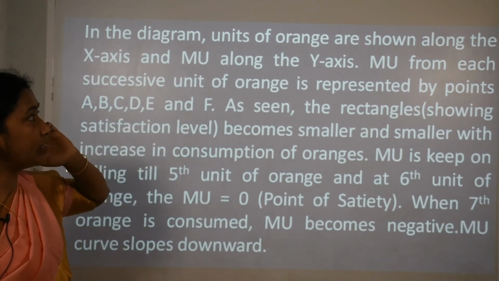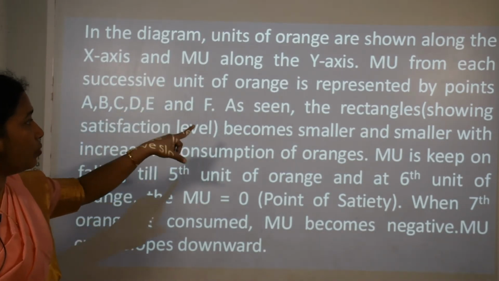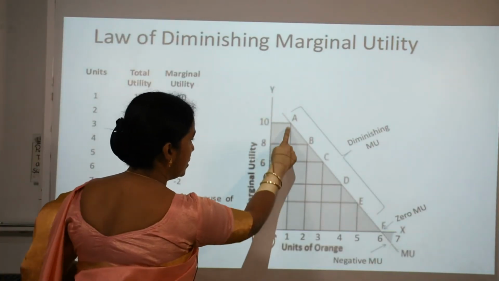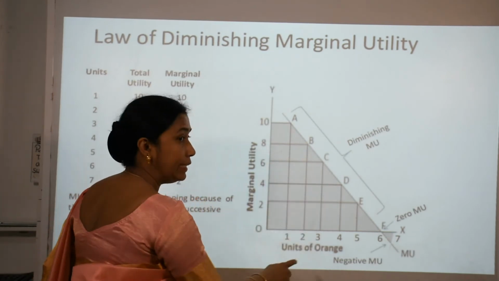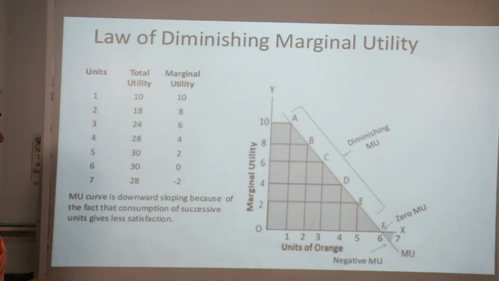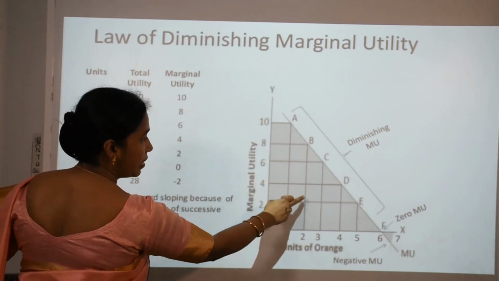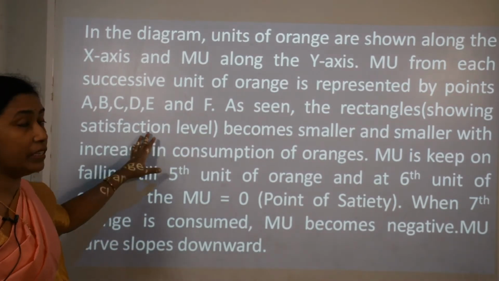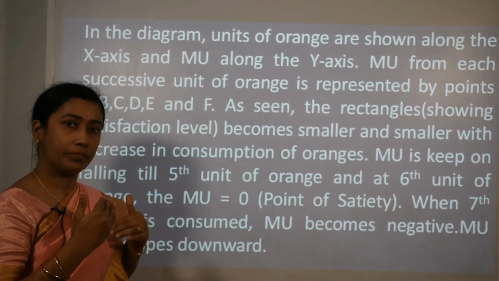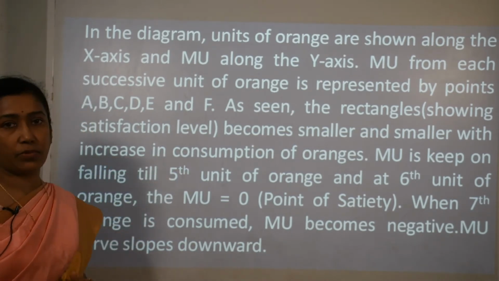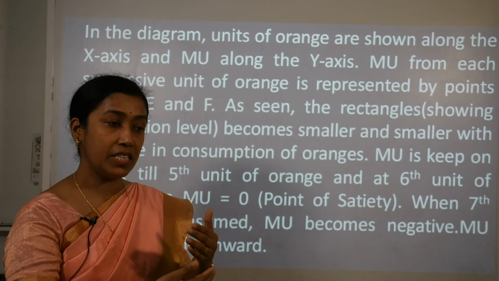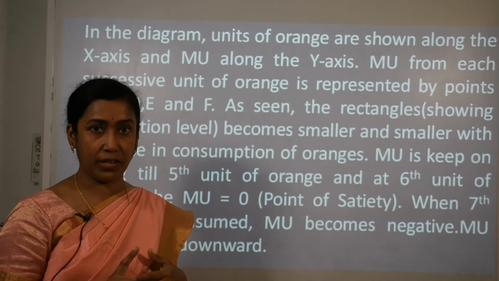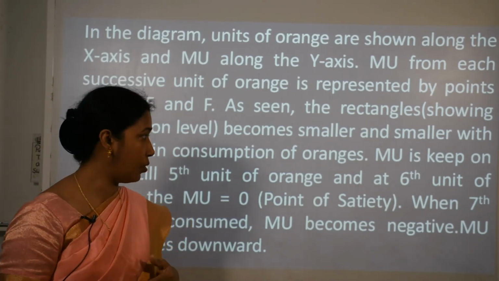In the diagram of the units of oranges we have shown x and y axes. Now, as seen, all these rectangles are gradually declining. We notice their sizes are gradually declining. These rectangles, which show the satisfaction level, become smaller and smaller with the increase in consumption of orange. That is, as the person keeps on consuming more and more orange, the rectangles showing the satisfaction level become smaller and smaller.